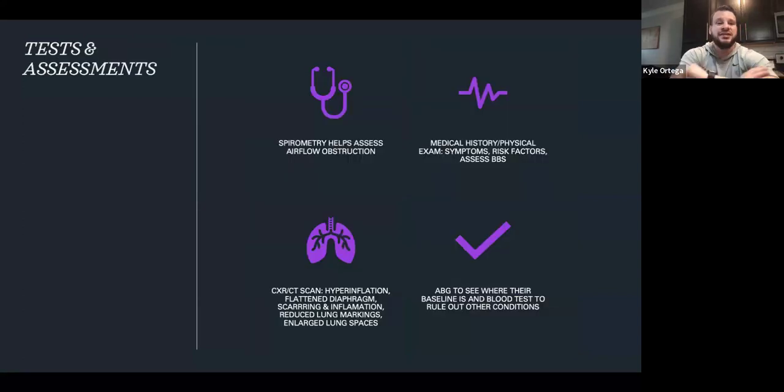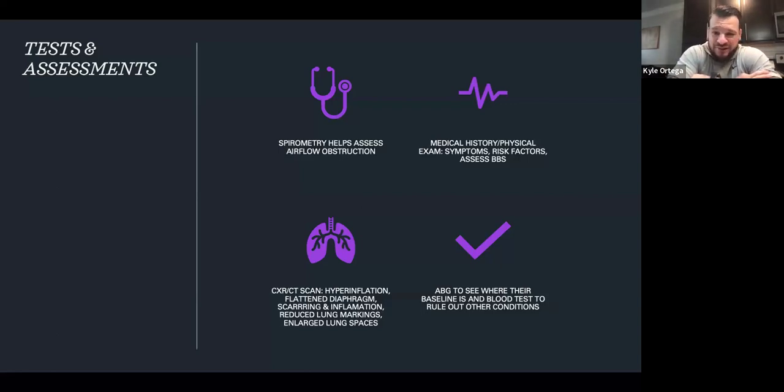All right, so tests and assessments that they use to diagnose COPD. Spirometry is very big, and we'll get into that here shortly. It helps assess airflow obstruction. Pretty much its focus is on airflow and lung volumes. Other assessments include medical history, physical exam. So look at your symptoms, look at the risk factors, and assess the bilateral breath sounds. All that combined with all these other tests pretty much helps diagnose.